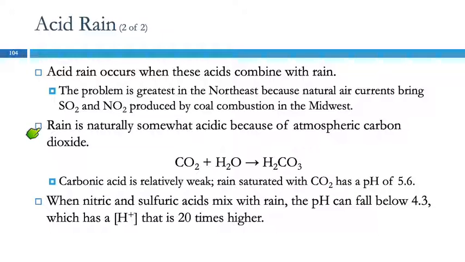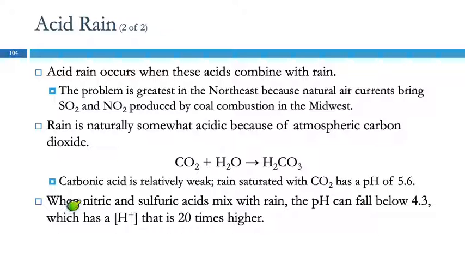Rain is naturally somewhat acidic because carbon dioxide dissolves in water and forms carbonic acid. But carbonic acid is a relatively weak acid. Sulfuric acid and nitric acid are strong acids, right? So carbonic acid is relatively weak. So if you have rain that's saturated with CO2, it's going to have a pH of 5.6, which is acidic, but not very, right?